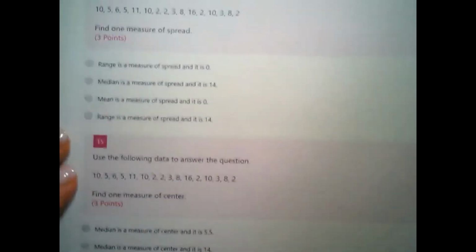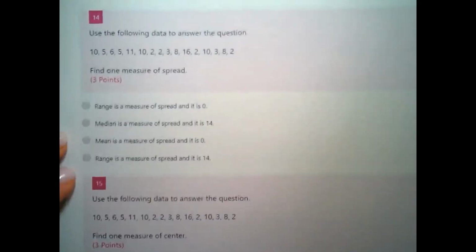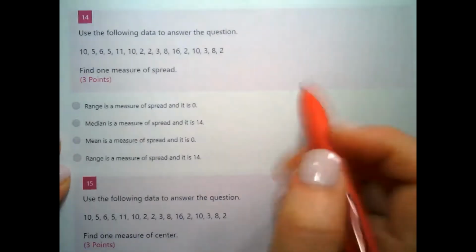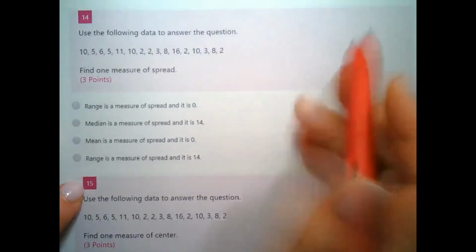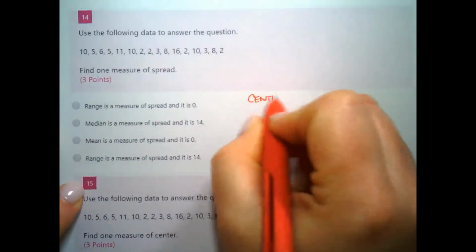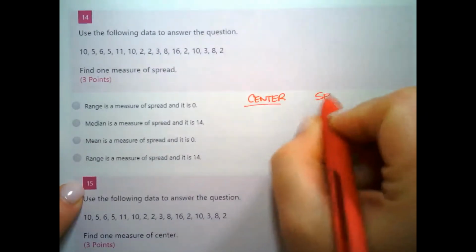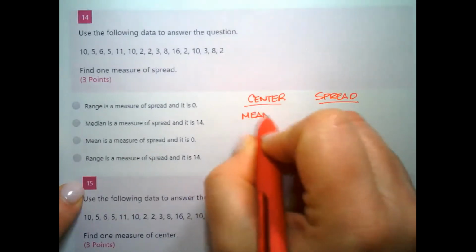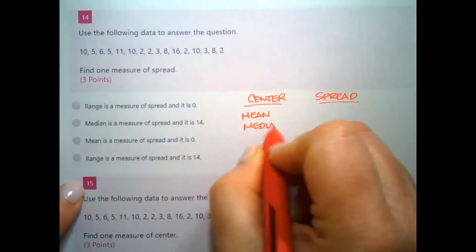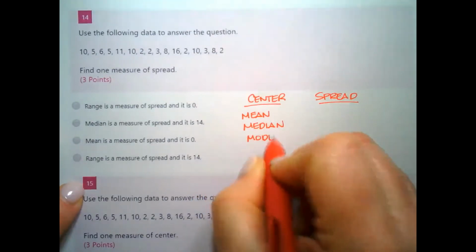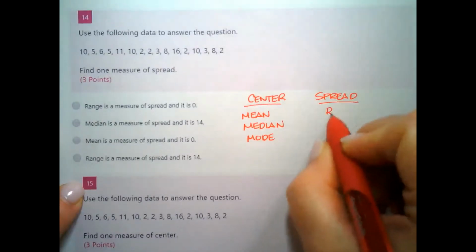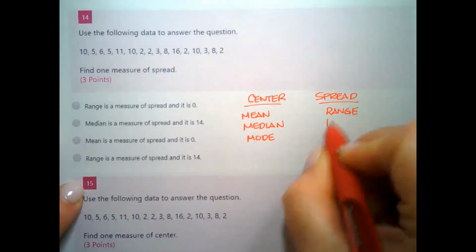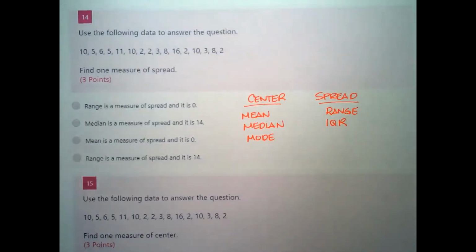All right, moving on to question 14. Use the following data to answer the question. So we're going to start with number 14. It's asking us, find one measure of spread. Okay, well, first of all, let's talk about the measures of spread. We've got measures of center, and we have measures of spread. The measures of center that we studied are mean, median, and mode. The measures of spread were the range and the IQR. Those were the things that we studied.